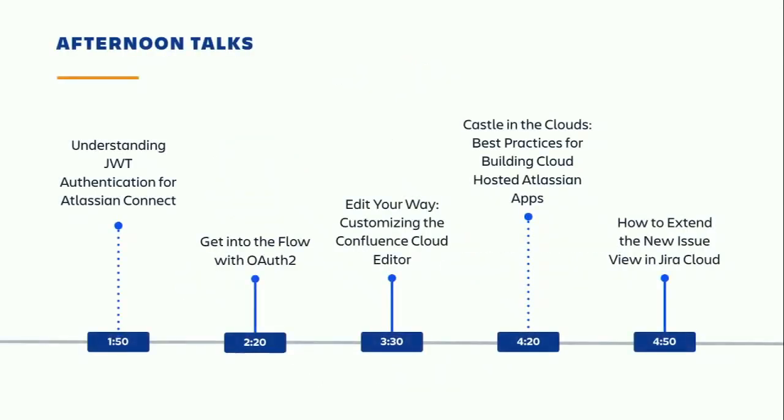Next, I want to walk you through the rest of the day. We've designed this track today to sort of flow from this point on. So understanding JWT authentication for Atlassian Connect will be coming up at 1:50, and it will be a deeper dive into, hopefully, you understanding what JWT tokens are, why we use them, how we encrypt them, and how to make sure that a man-in-the-middle attack doesn't happen, and how you can make secure requests, as well as verifying those requests from the Atlassian product. Next, at 2:20, we'll go into how to build an app using an app integration using the new OAuth 2 that we talked about at the keynote.